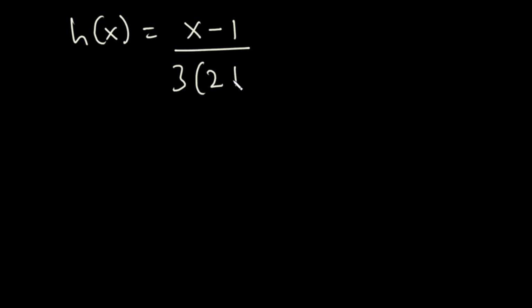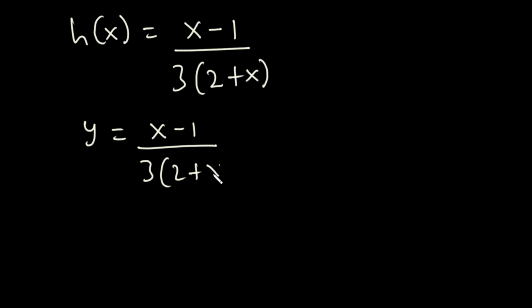What is the range of the function h of x equals (x minus 1) divided by 3 times (2 plus x)? Straight away, we need to represent h of x with y. So we are going to have y equals (x minus 1) divided by 3 times (2 plus x). Now we are going to cross multiply.